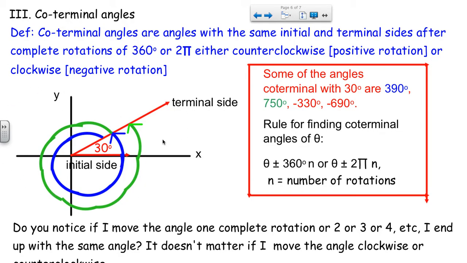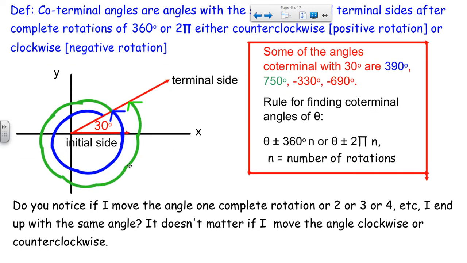It's the same angle. Which is why I put down here, do you notice if I move the angle one complete rotation or 3 or 4 or however many times, any multiples, I end up with the same angle. And it doesn't matter if I move it clockwise or counterclockwise. And by the way, this is the initial side in my standard position. This is where the angle first starts. This is the terminal side because this is where I end.